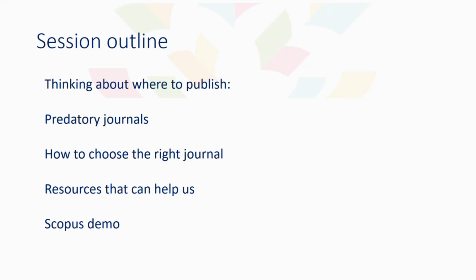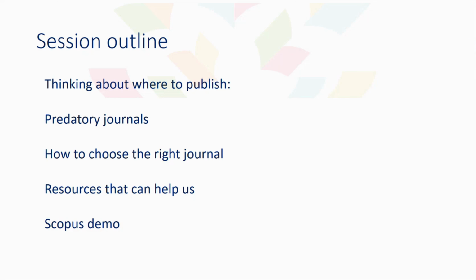So here's a very brief outline of our session today. We're going to start by looking at the kinds of journals that we definitely don't want to publish our work in, and that's predatory journals. So we'll talk a little bit about exactly what predatory journals are, discuss some of the typical characteristics of predatory journals so that we can spot them and avoid them like the plague.